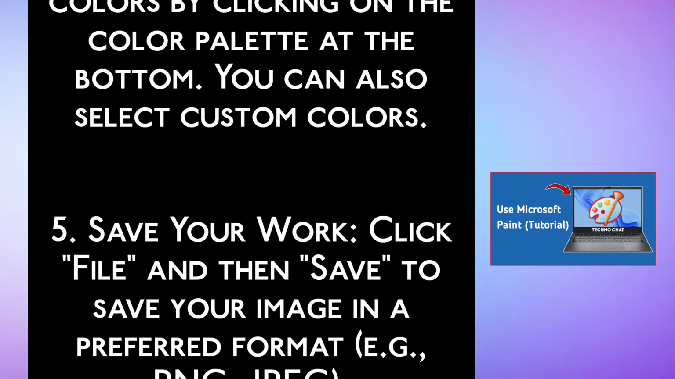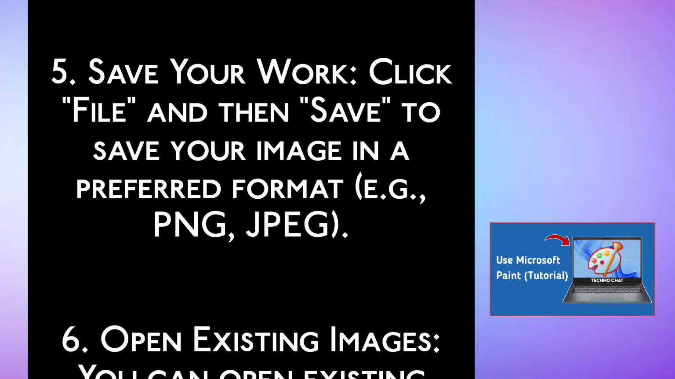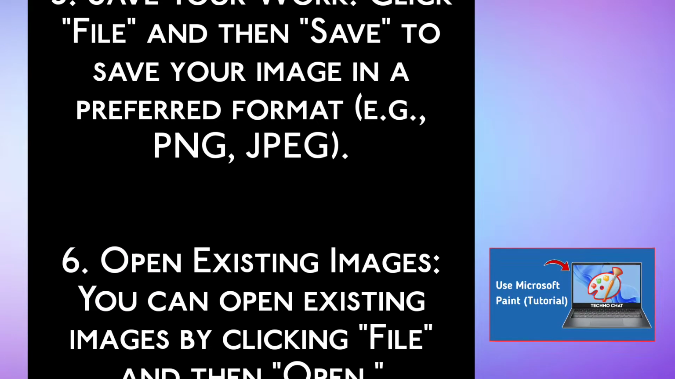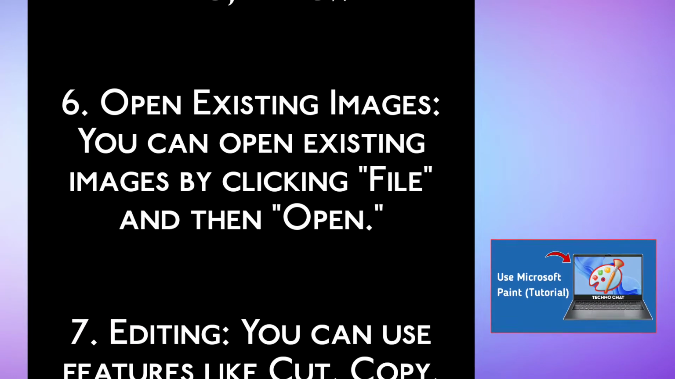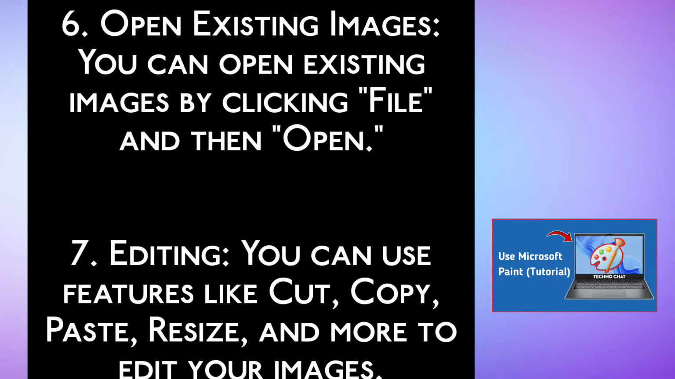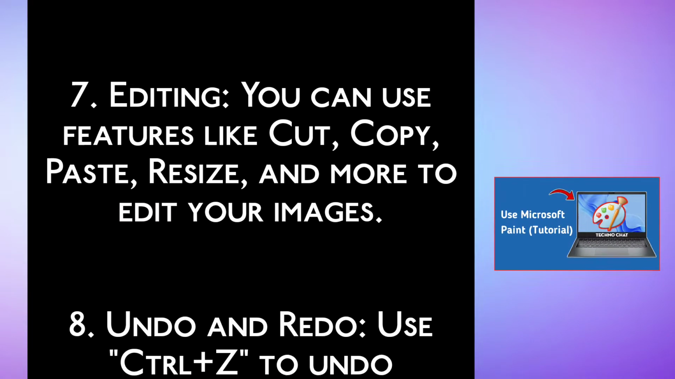Step 5. Save your work. Click File and then Save to save your image in a preferred format. Step 6. Open existing images. You can open existing images by clicking File and then Open. Step 7. Editing. You can use features like cut, copy, paste, resize and more to edit your images.